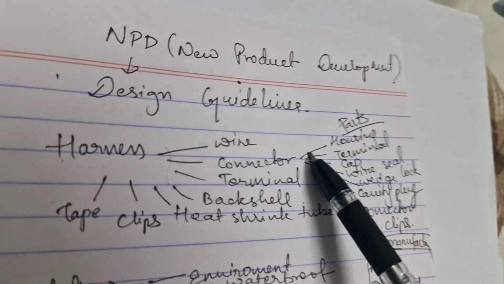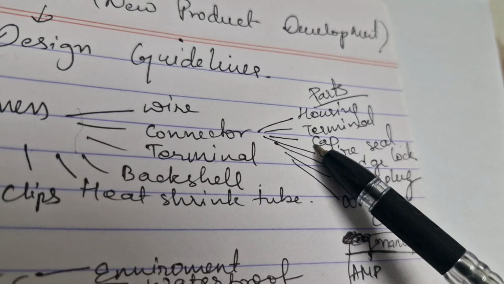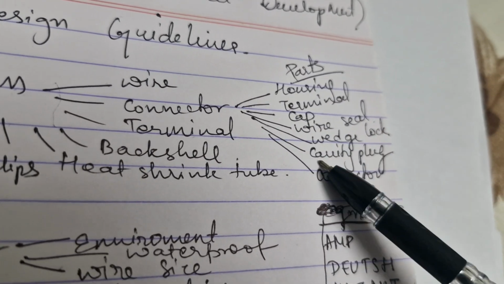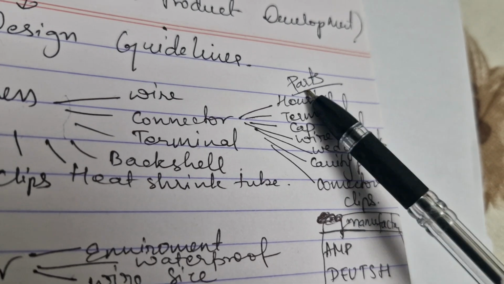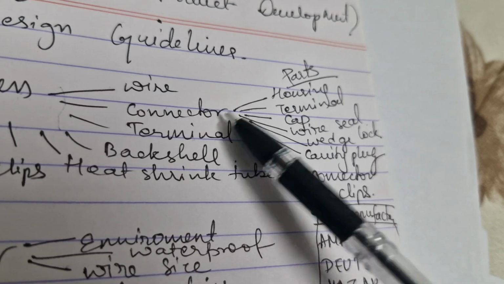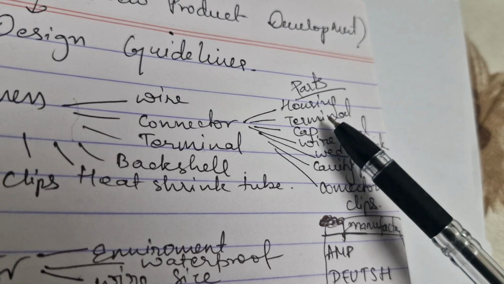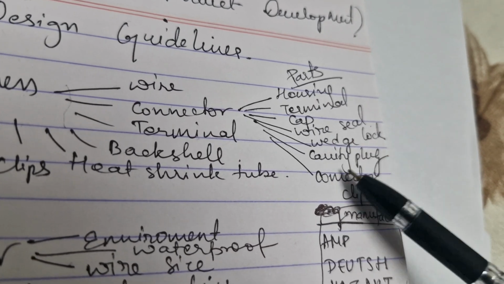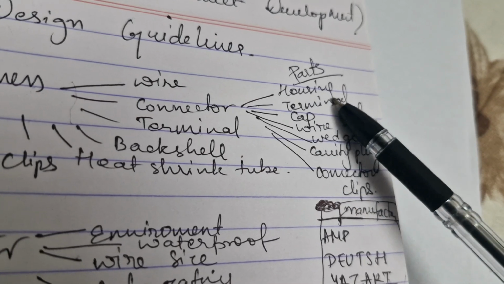And let's see the connector part. If you look at the connector, the first is the housing, then terminal, then cap, wire seal, wedge lock, cavity plug, and then connector clips. So these are all parts of the connector. You can just google it; otherwise, in the next video I will explain what the housing, terminal, cap, wire seal, wedge lock, cavity plug, and connector clip are. So let's go one by one.